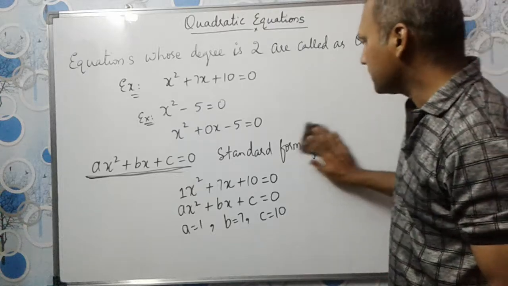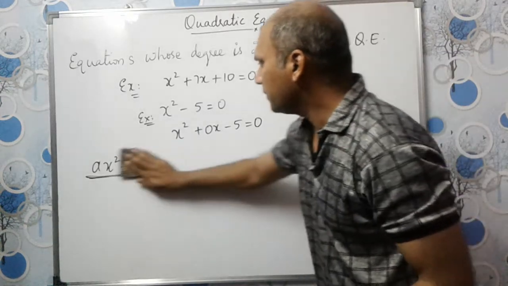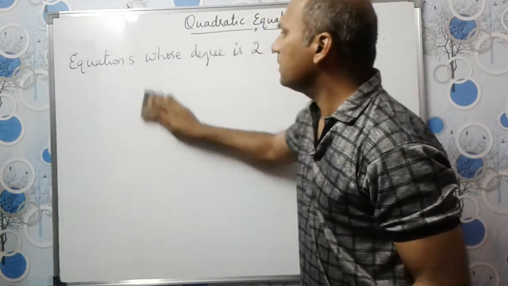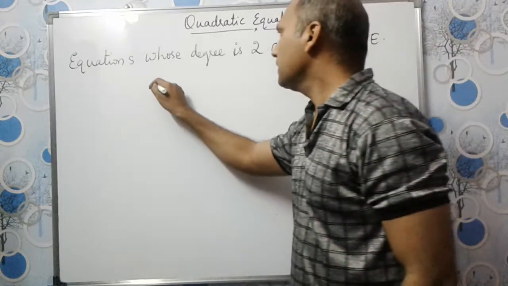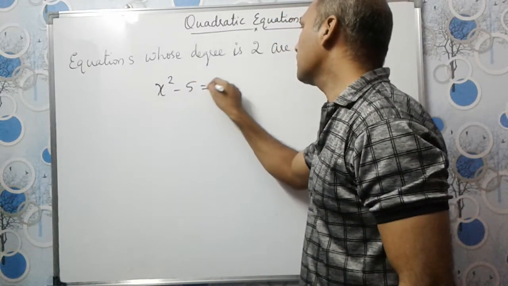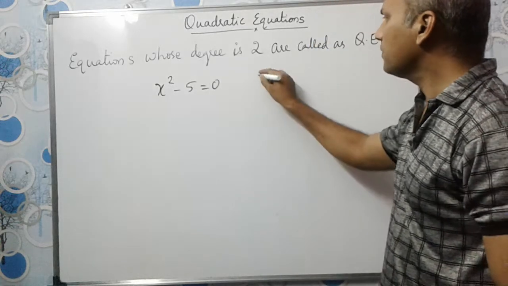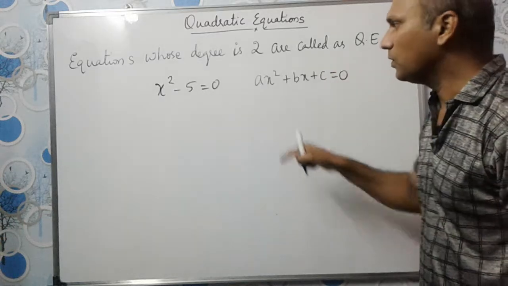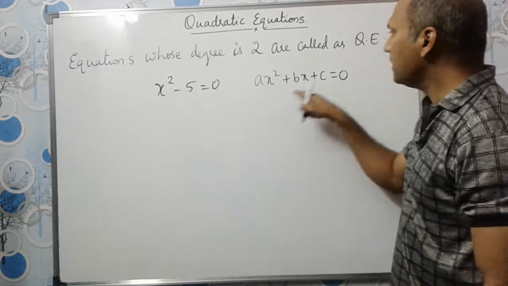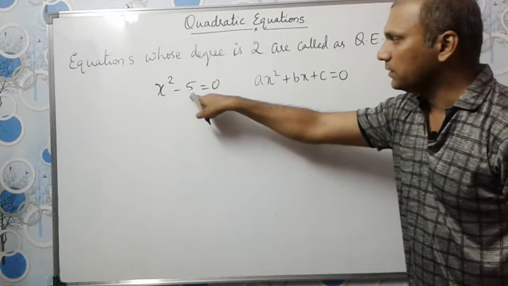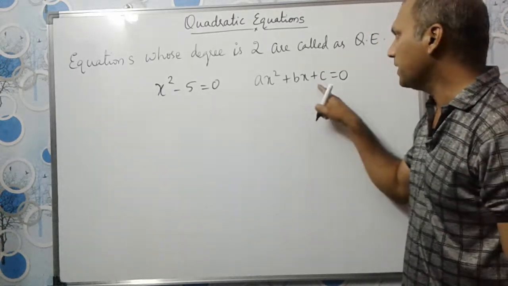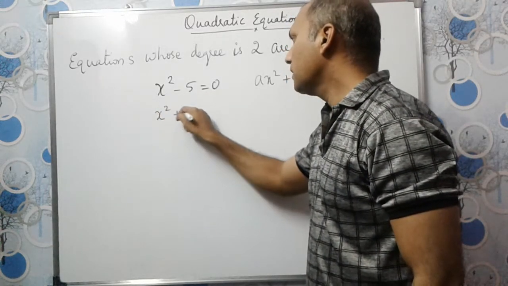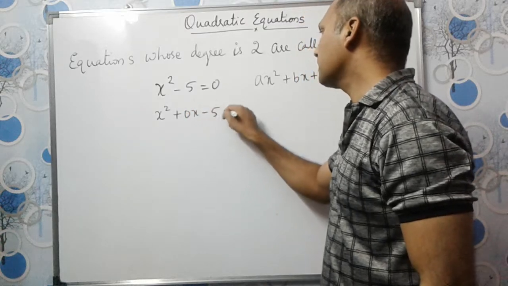Let us do a few examples. Let us take x square minus 5 only, and let us write the values of a, b and c. Now see here, x square minus 5 is equal to 0. Is this in the form of ax square plus bx plus c is equal to 0? No, because x square term is there and the constant term is there. The term without x is called as constant term, right? But bx is not there. So let us rewrite this. x square plus 0x minus 5 is equal to 0.